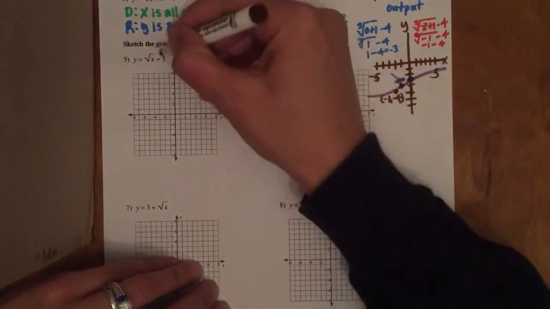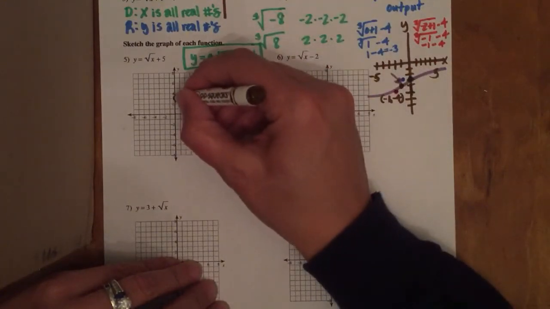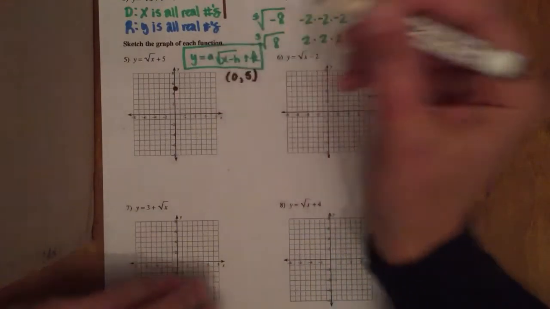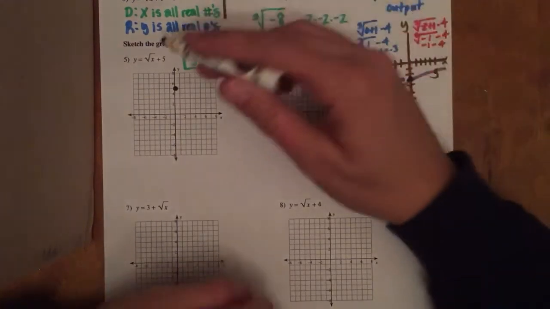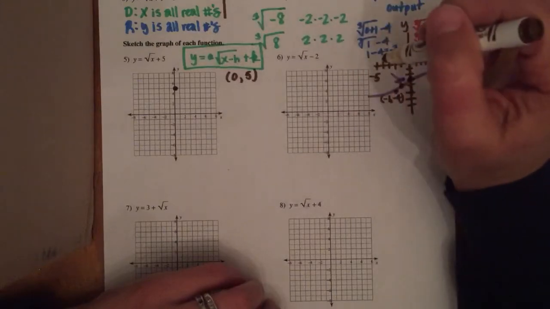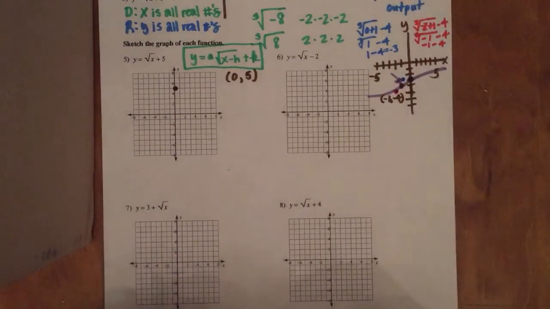And what's my k going to be? 5. So that's my inflection point. 0, 1, 2, 3, 4, 5. That's either going to be my inflection point or my starting point. Now, since this is a square root, it's going to be your starting point. Okay? A cube root, it will be your inflection point.